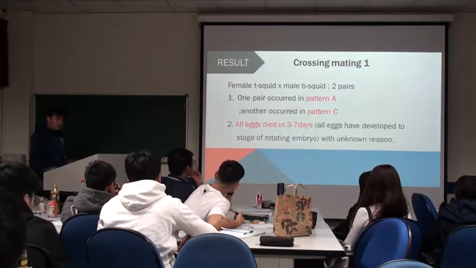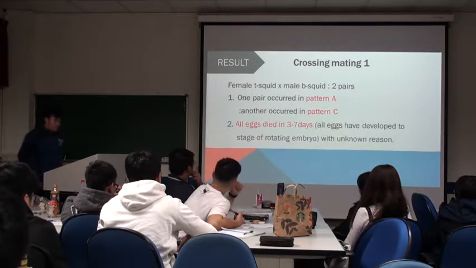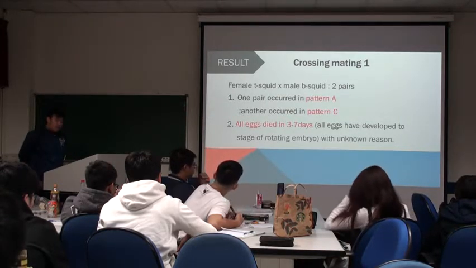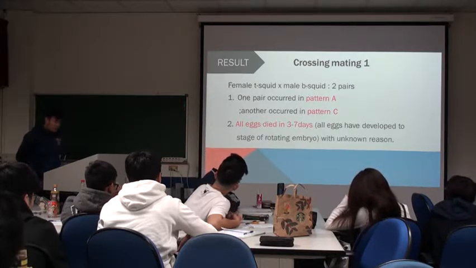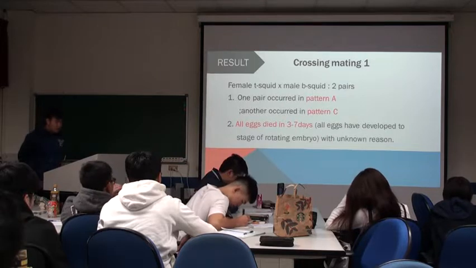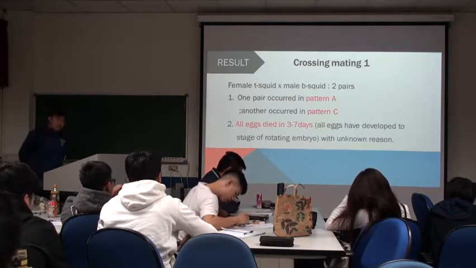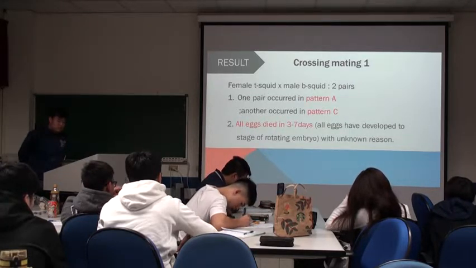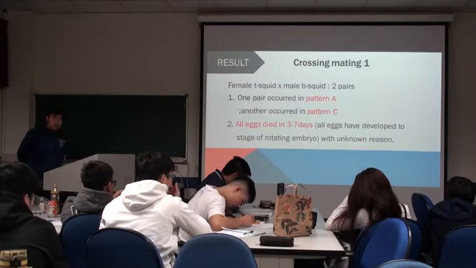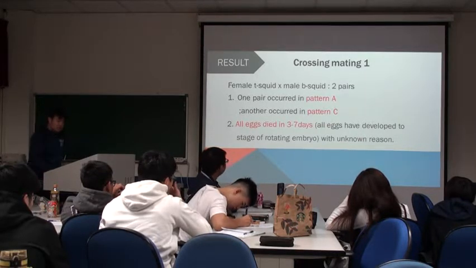And this is the last result of experiments, the cross mating. In the first experiment, we used two pairs of female T squid and male B squid. The result is that one pair occurred in pattern A and the other in pattern C. All eggs died in 3 to 7 days for unknown reasons, and the female squid died rapidly after mating.